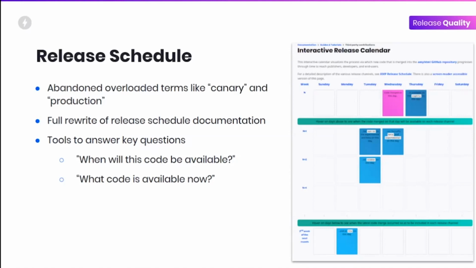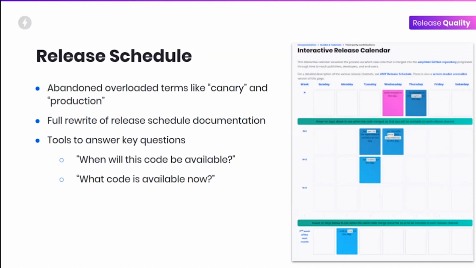So production became stable, RC or release candidate became beta, and canary became experimental. We also completely rewrote our release schedule documentation to reflect the new release channel names, the new nightly and LTS release channels, as well as the way that releases get promoted from nightly to beta to stable to LTS.